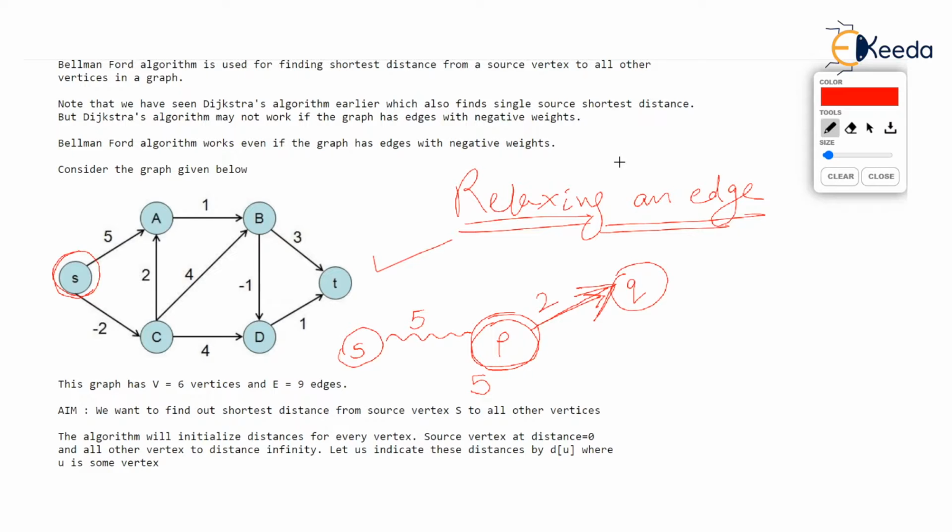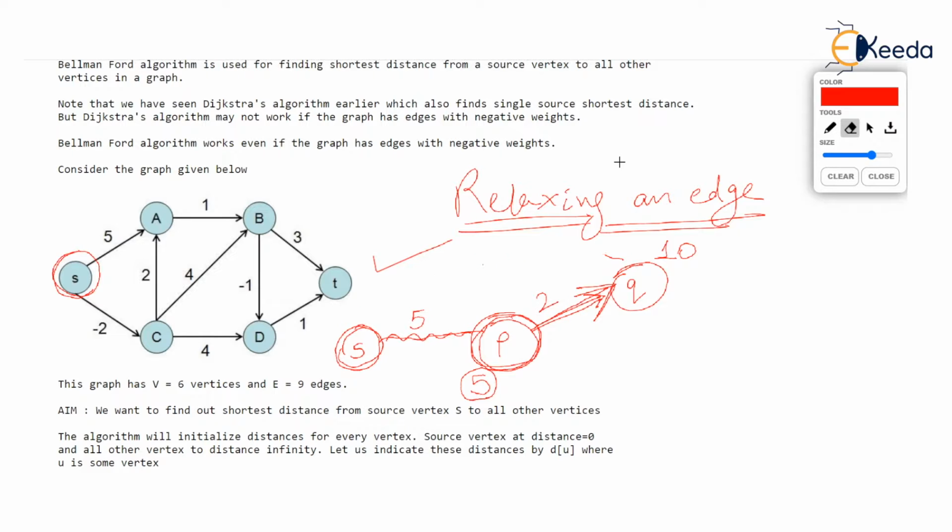S is the source vertex, and we have already found that S to P is 5. So the distance of P from S is going to be 5, and the cost of this edge is 2. And now just imagine that Q is considered at a distance of, let's say, 10. That means right now we know that Q is at a distance of 10 from S. Some way we have found out this distance. So I'll just erase these edges.